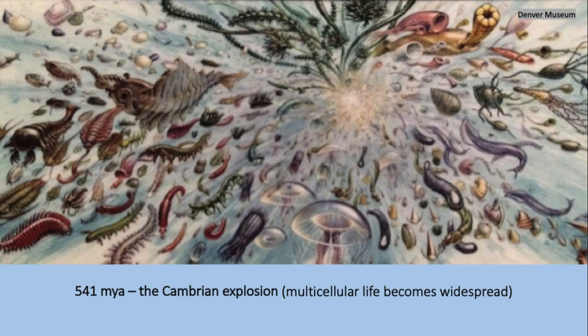And then 541 million years ago, we have something called the Cambrian explosion, which is when multicellular life became widespread. All of a sudden, we have new kinds of organisms showing up left and right in the fossil records, larger organisms, lots of multicellular critters, lots of animals, lots of predators, more of like a full ecosystem taking shape all over the planet.